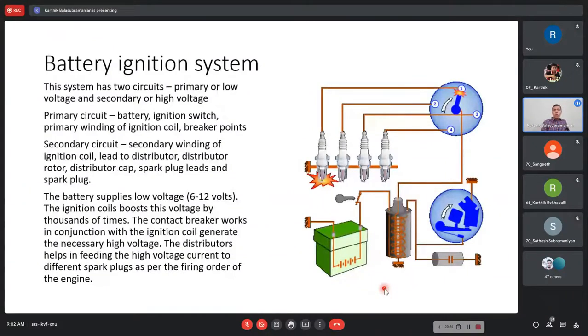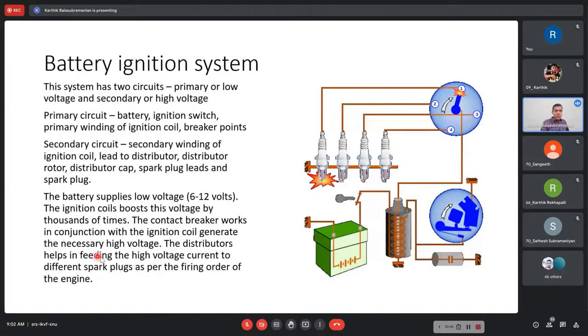Moving on to the battery ignition system. Whatever I showed you, that is the battery ignition system. The battery generally supplies low voltage, 6 to 12 volts. The ignition coil boosts this voltage by thousands of times because of the step up transformer action. The contact breaker works in conjunction with the ignition coil to generate the necessary high voltage. This is called the contact breaker, which includes the condenser. As the cam rotates, it breaks and makes the contact, enabling the coil to step up the voltage and provide high voltage to the distributor, right?